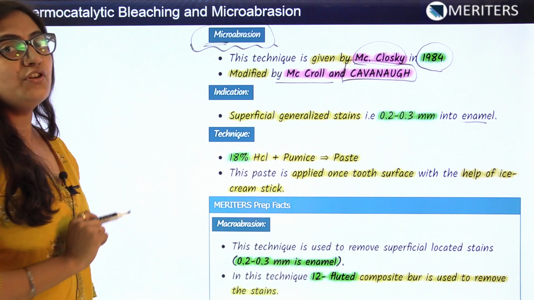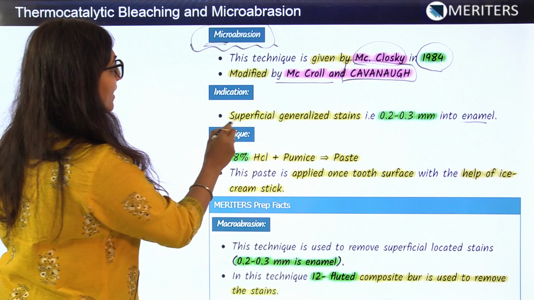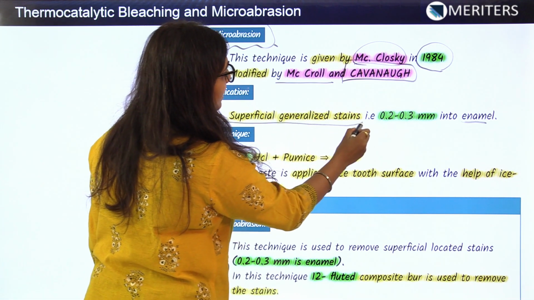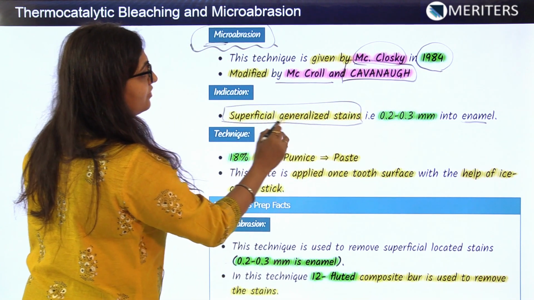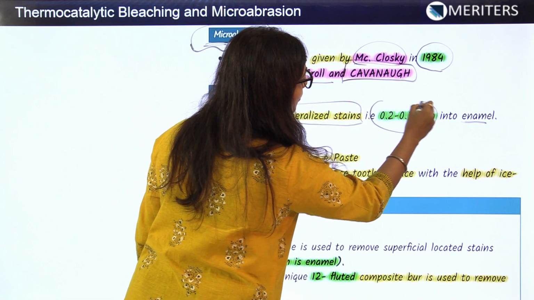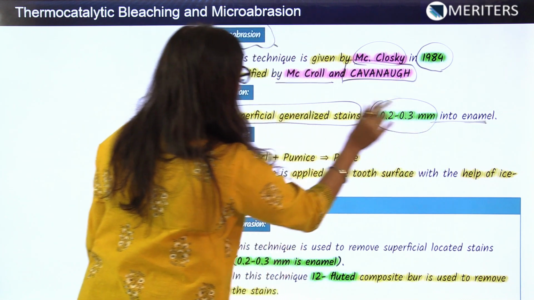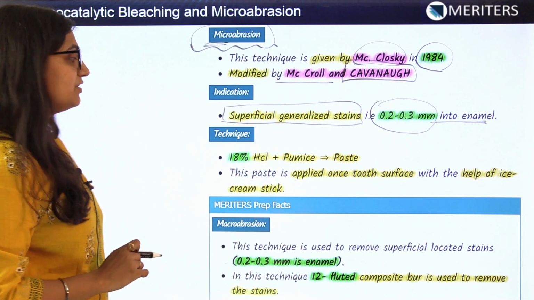What are the indications for using the microabrasion technique? When the superficial generalized stains are in the range of 0.2 to 0.3 mm thickness into the enamel. Then only will you use the microabrasion technique.